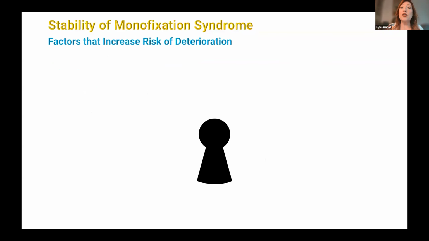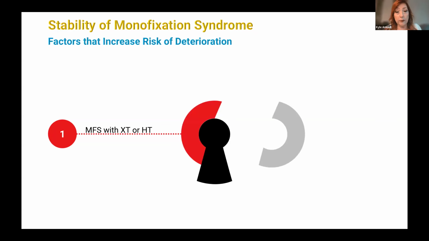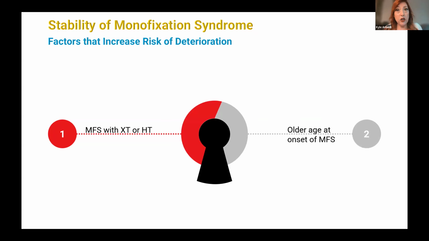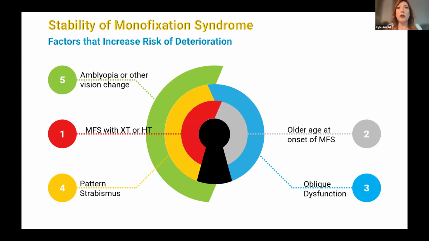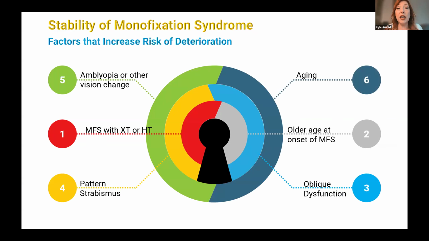The factors that increase the risk of deterioration include a monofixation with an XT or hyper angle, an older age at the time in which monofixation is achieved, the presence of oblique dysfunction or pattern strabismus, amblyopia or some change in vision, especially if that change in vision is in the dominant eye, and just aging. We do tend to lose our motor fusion amplitudes gradually with age. It's perfectly normal. And because most monofixators are esotropes, the loss of divergence is going to be more marked, or more noticeable, than the loss of convergence, and these deviations will decompensate.